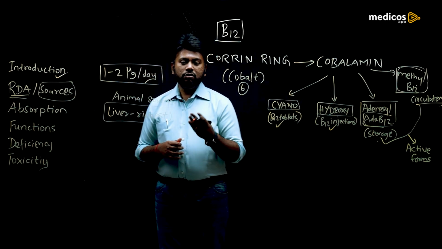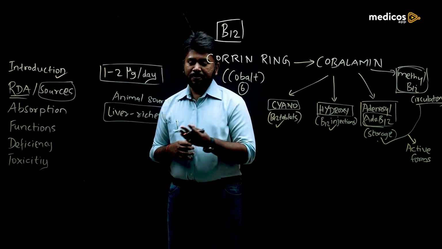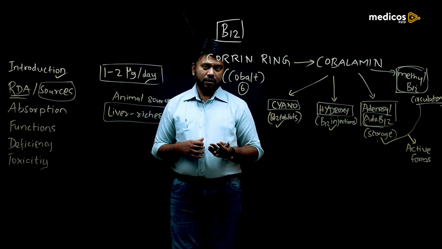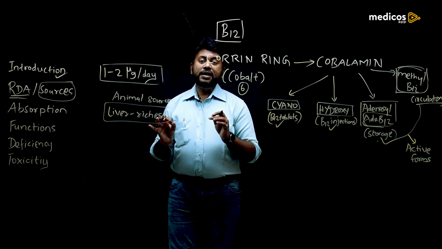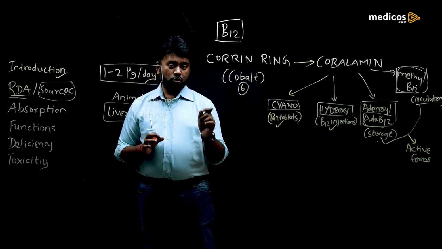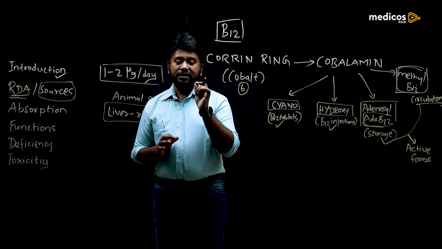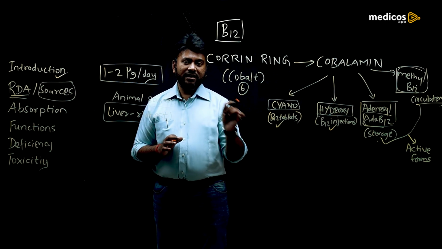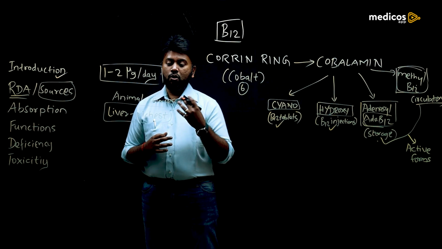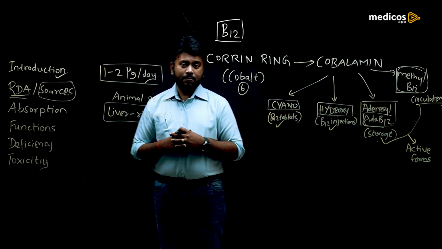Apart from that, it is also present in other animal sources like meat and egg. But it is completely absent in plant sources. Vitamin B12 is present exclusively in non-veg food items only. If that is the case, what will happen to the vegetarians? How will they get B12?